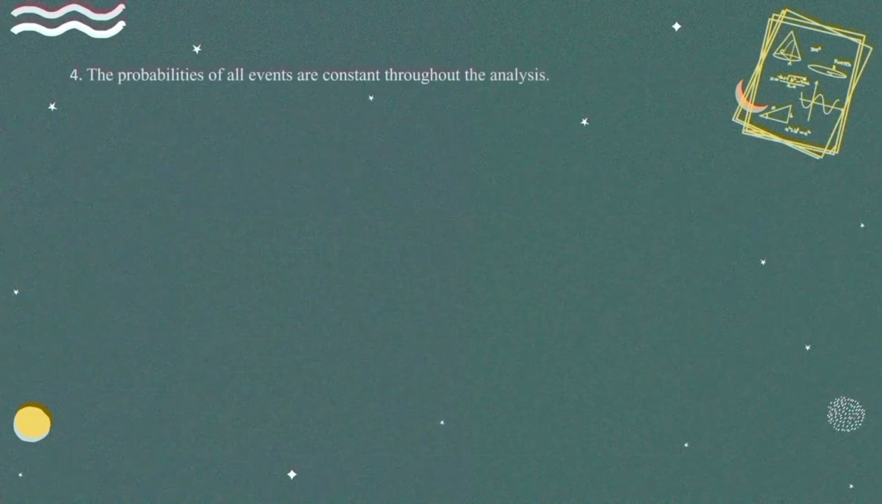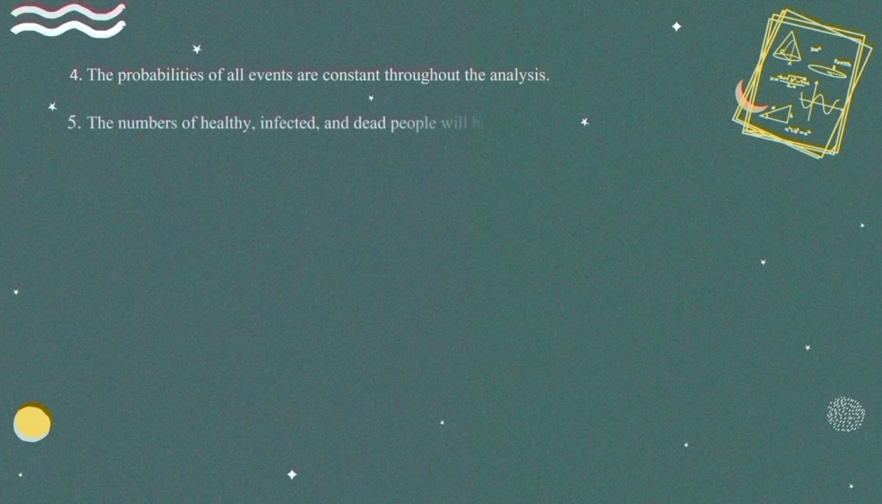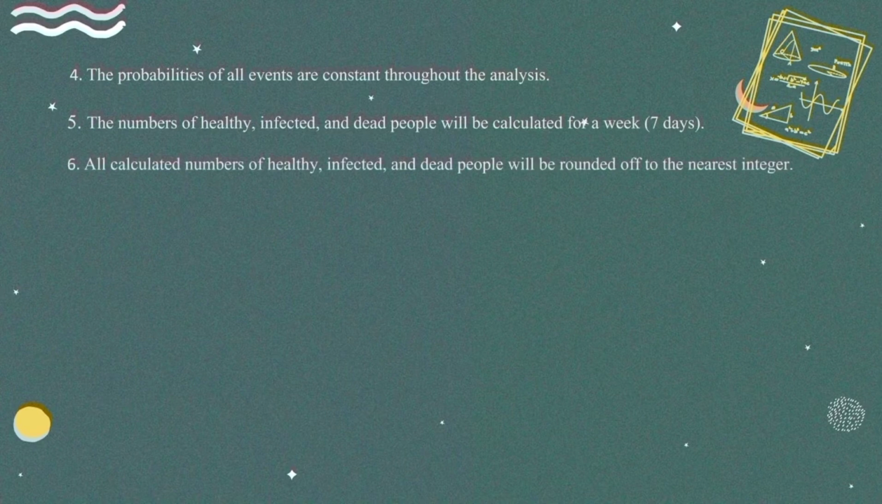The fourth assumption, the probabilities of all events are constant throughout the analysis. Fifth, the numbers of healthy, infected, and dead people will be calculated for a week, 7 days. Sixth, all calculated numbers of healthy, infected, and dead people will be rounded off to the nearest integer.